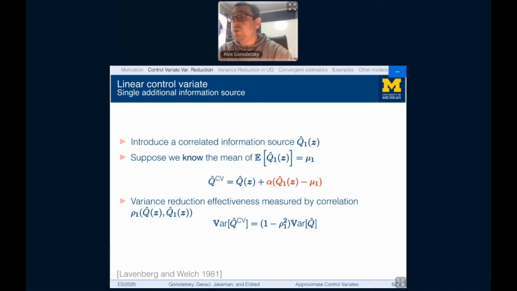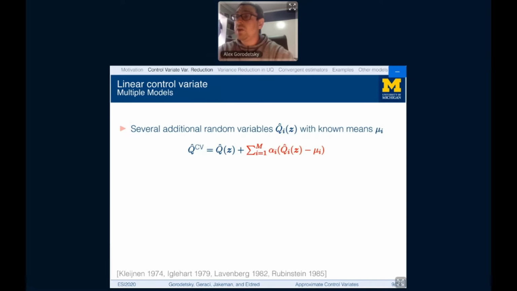Now, if you choose the weight carefully, you can achieve an optimal variance reduction that corresponds to the correlation, as I talked about earlier. The way to think about it is if the correlation is 1, that means the low fidelity source is essentially telling you everything you might need to know about the high fidelity source, and you get 0 variance of the estimator. If it's uncorrelated, you get no reduction, and you just maintain the Monte Carlo. Monte Carlo estimator properties. So the key point here is correlation in control variate.